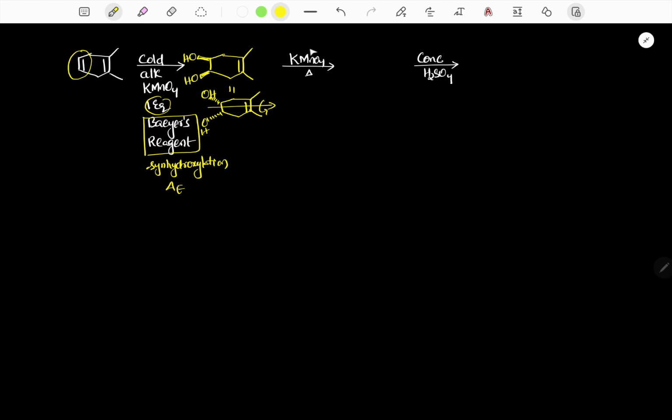Now it is treated with KMnO4 and heat. When heat is given, the 1,2-diol also undergoes oxidation, and the alkene also undergoes oxidation. Therefore the alkene part becomes keto and the alcohol part becomes acid. Similarly, in the second one also, the alkene part becomes keto and the alcohol part becomes acid.